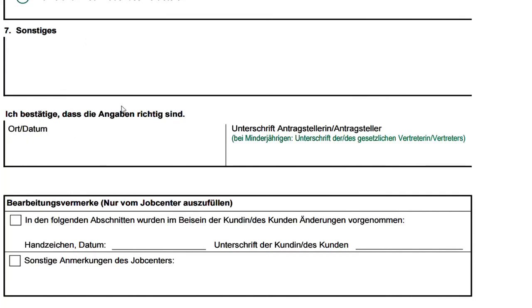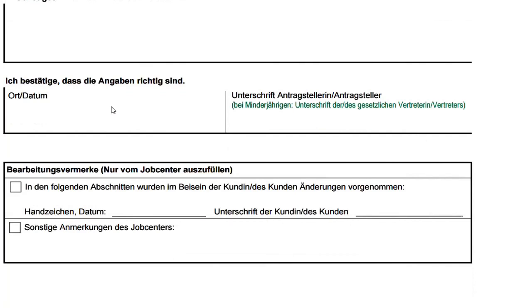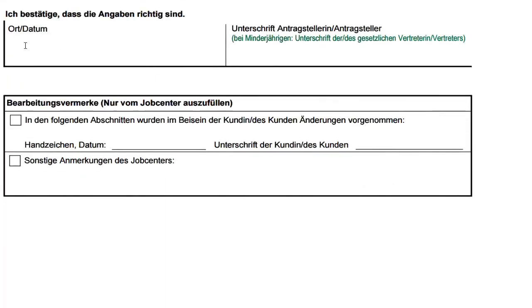And here you confirm that the information you have provided is correct. Here you write the name of the city where you live. Here you write the date on which you have filled in this application form and you send it to the job center. And as an applicant, you sign here. If you're a minor child and you have a guardian or supervisor, he or she will sign here. This part belongs to the job center employees and they will fill it in. So you do not fill it in and leave it open.